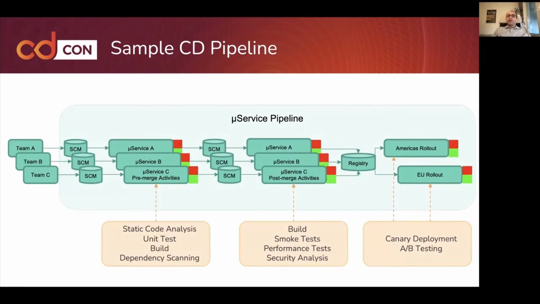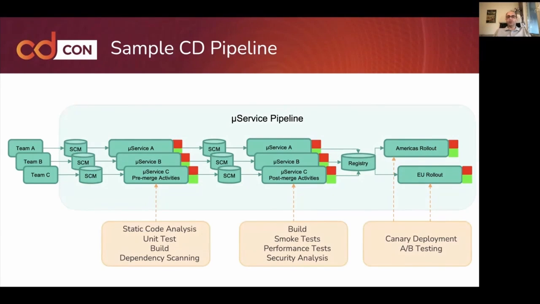Now, we talked about what governance is, what velocity is, and what are the policies that could help ensure governance is adhered to within an organization. Let's look at a sample continuous delivery pipeline. In this pipeline, you can see there are 3 teams. They each develop one microservice, and they follow the usual continuous delivery pipeline.